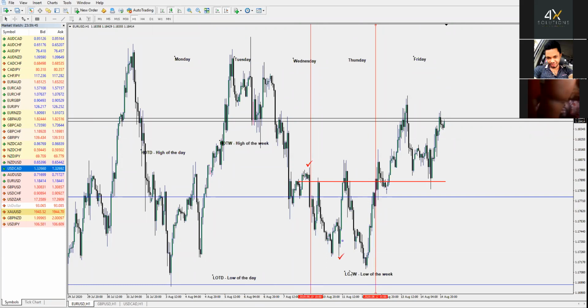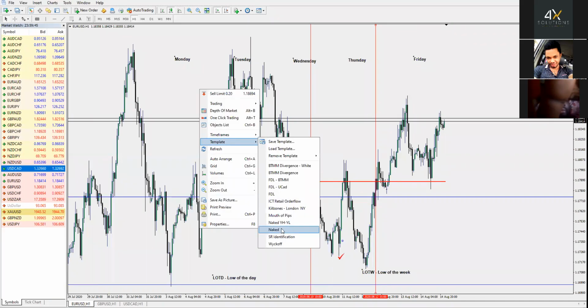So here on Wednesday is our low of the week. Okay, so this is what I needed to get across this evening, and now I will show you how these kinds of trades can be taken.